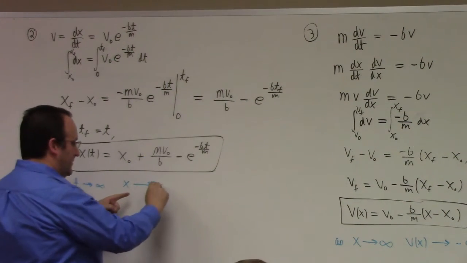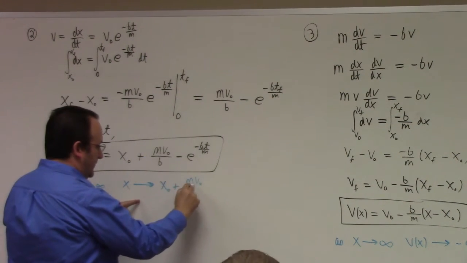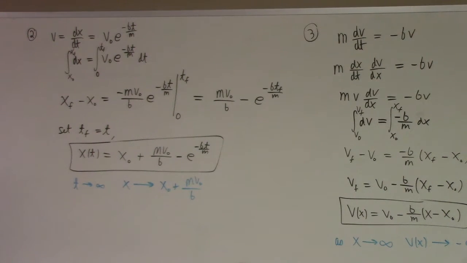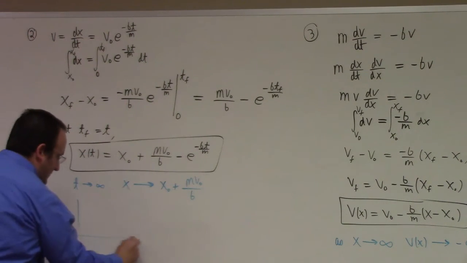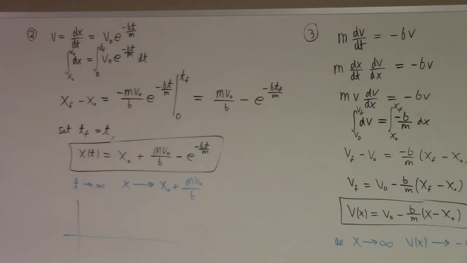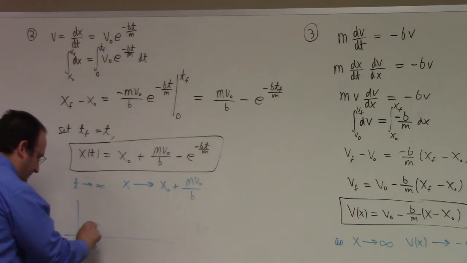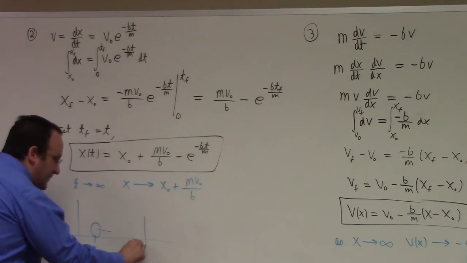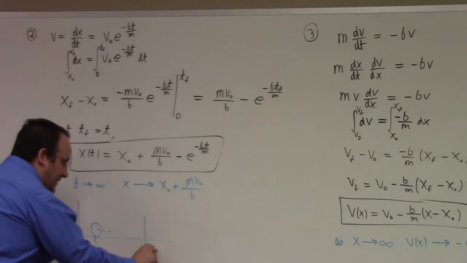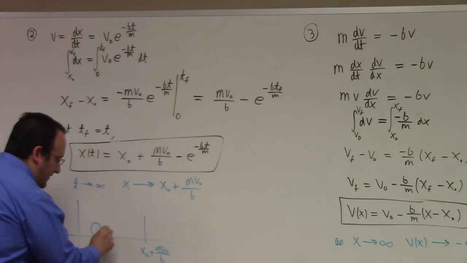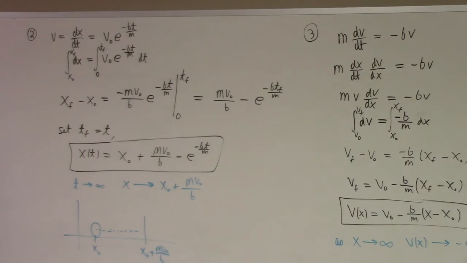This goes away, and we get x naught plus m v naught over b. So it's a funny thing. It never stops. The velocity is never 0, and yet you start at position x naught and approach this x naught plus m v naught over b position, but you never get there. So x never goes to infinity. That limit is not physically reasonable, and that's why it seems to contradict the other thing. It's not even a reasonable limit to look at.